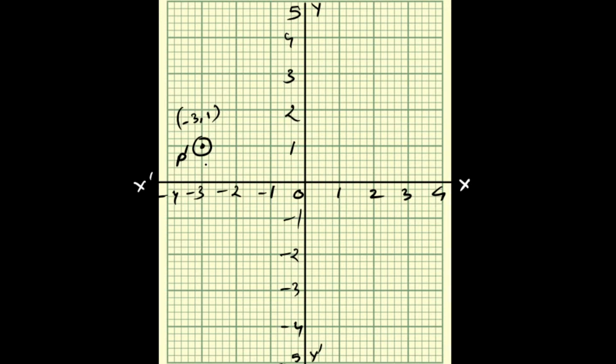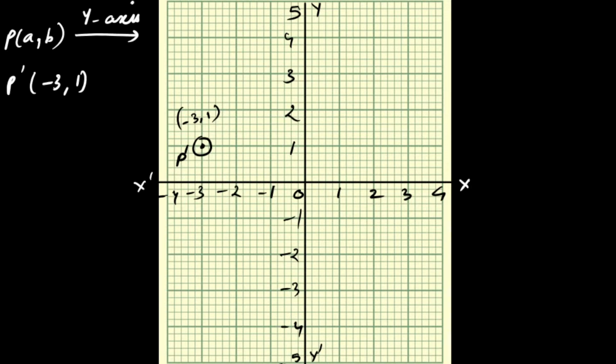The name of this point is P dash. You have to remember this point is the reflection. P dash is the point when some point AB got reflected in the y-axis, giving 3 comma minus 3 comma 1. So the reflection has taken place in the y-axis.